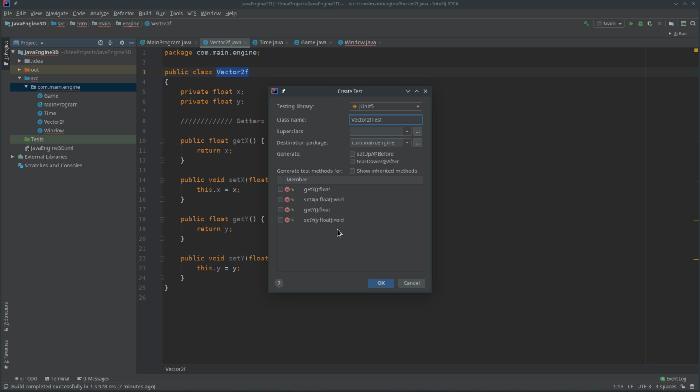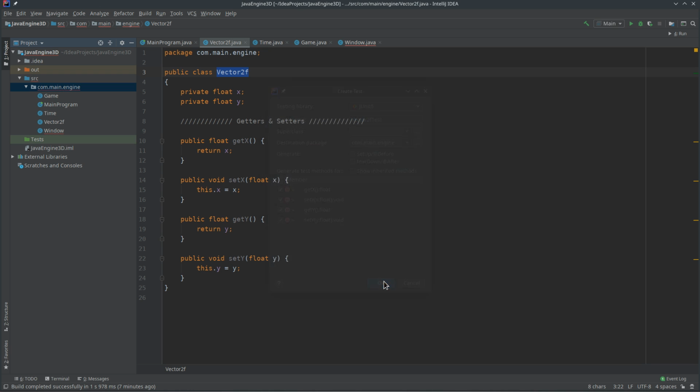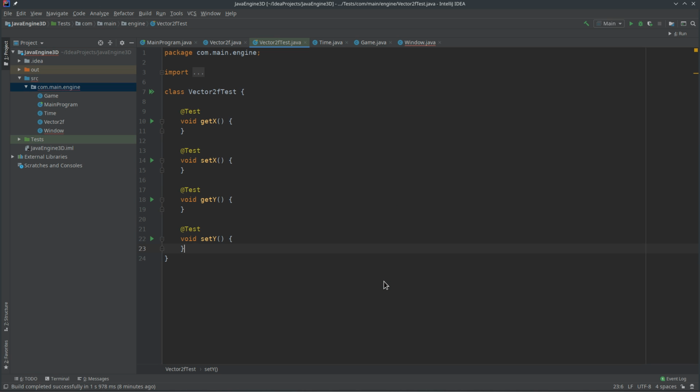So, generate test methods for, show inherited methods. Good, there aren't any. We'll tickle you lot and see what it does. There we go. Right, so it gives us 4 tests to start off with because we have not made these. And that's a good thing. You can ignore these if you wish. You don't have to do these. But I would if I were you. This is how you can learn to program what I call the easy way.